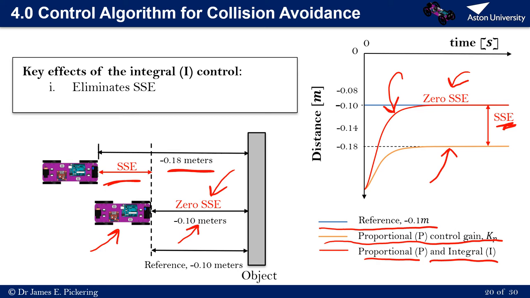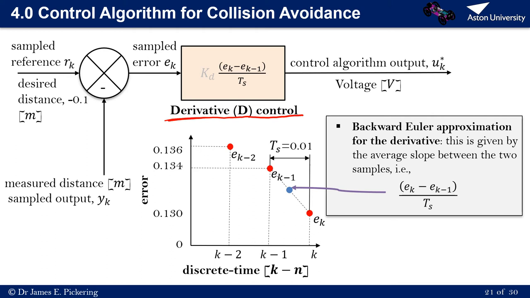So now if we focus on the derivative control. Just to recap, I told you this was the rate of change of the error. So the sampled error here. If we look at the sampled error, the current sample and the past sample, using the backward Euler approximation for the derivative, we can effectively determine the average slope between the two samples. And this is given by this. E of K, so current sample, take away E of K minus 1, so past sample, divided by TS, is going to give me this midpoint, which is effectively an approximation of the derivative.